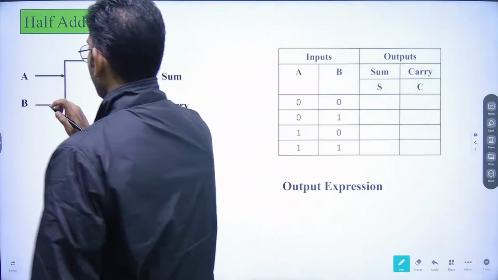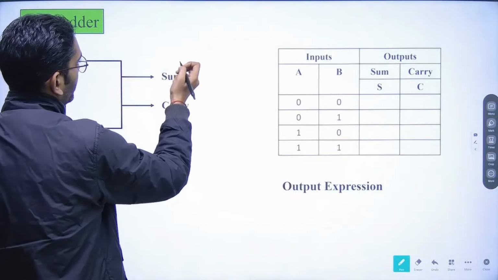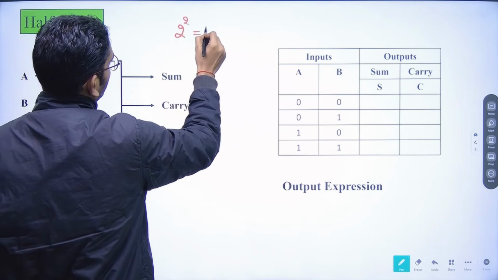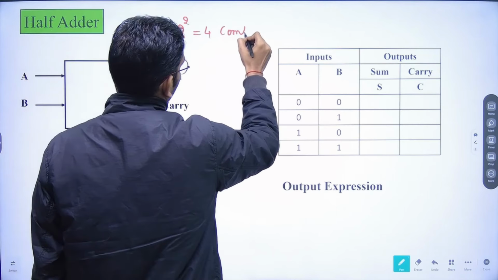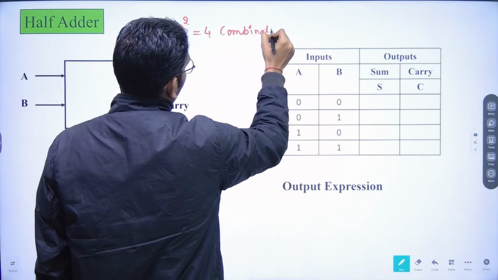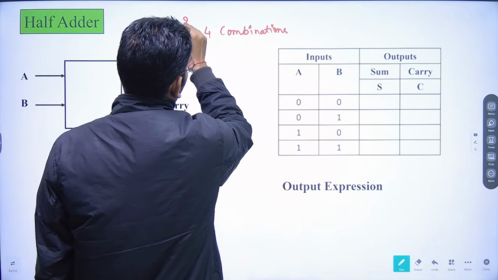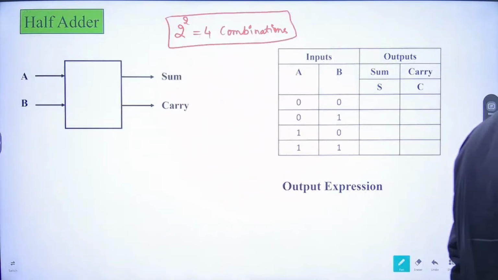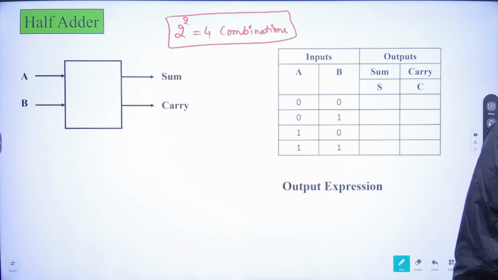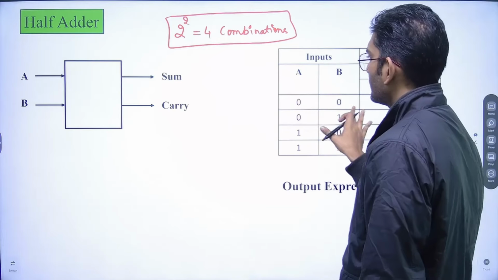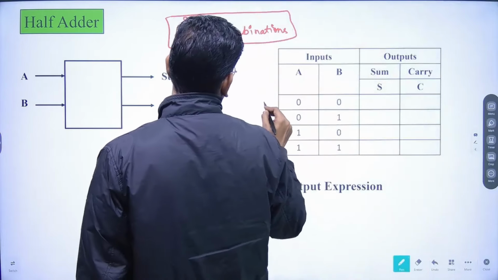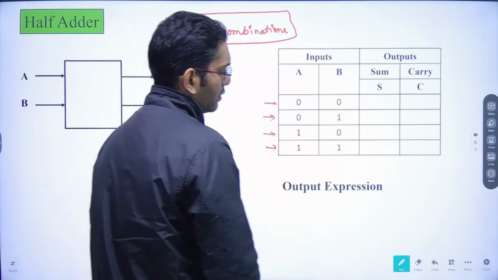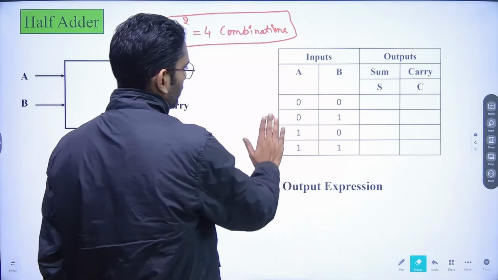When two inputs are present, how many total possible combinations would be present? 2 to the power 2, that is 4 combinations would be present. Now these 4 combinations are being written over here. First is 0 0, next is 0 1, then 1 0 and 1 1. So these total 4 combinations of input would be present over here.